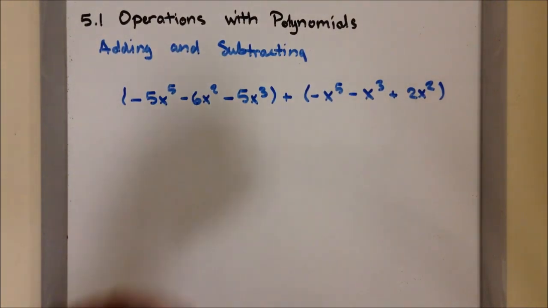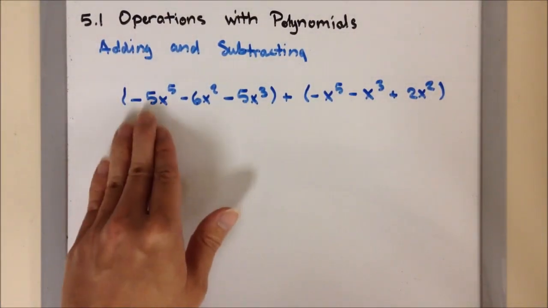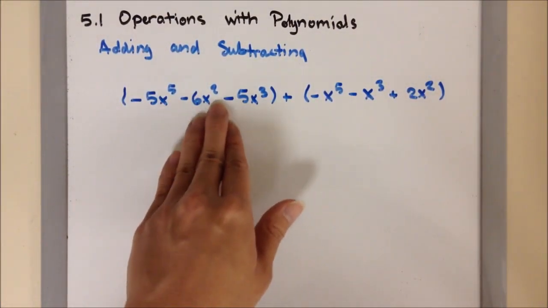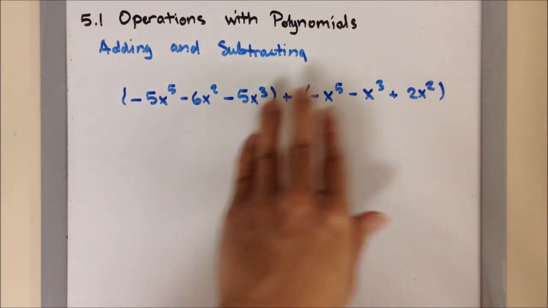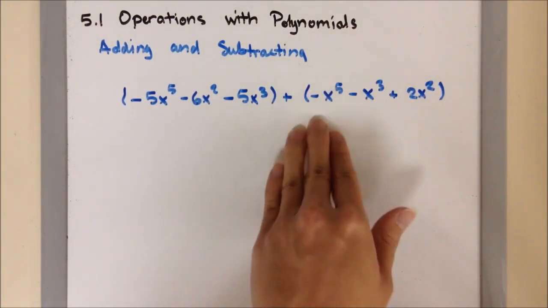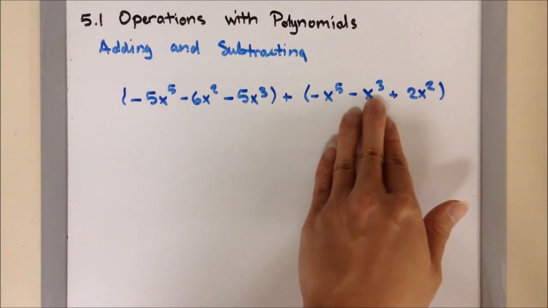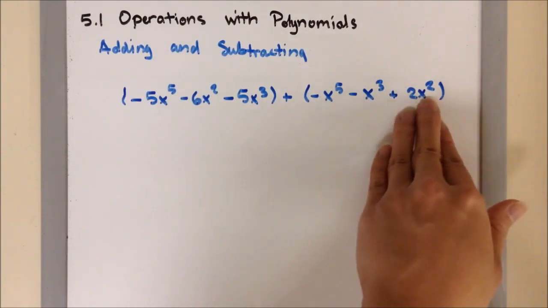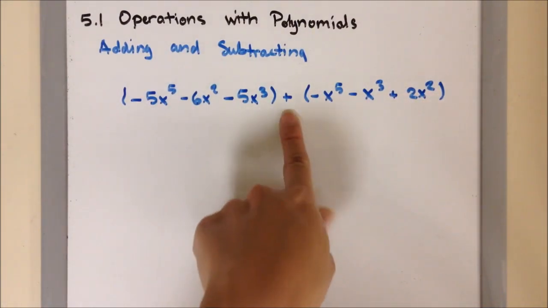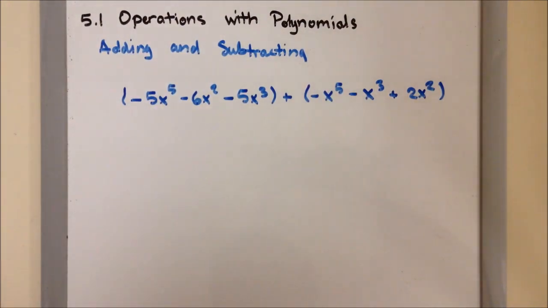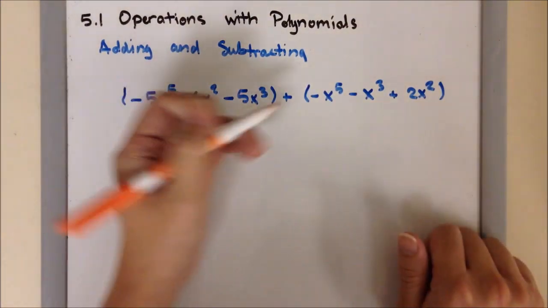In example 2, in the first set, we have negative 5x to the fifth minus 6x squared minus 5x to the third. In the second set, negative x to the fifth, minus x to the third, plus 2x squared. These two sets are being added because we have a plus in the middle. Now don't forget, I have that invisible 1.